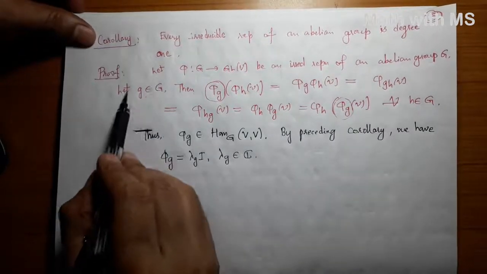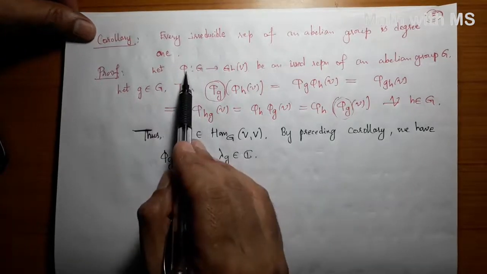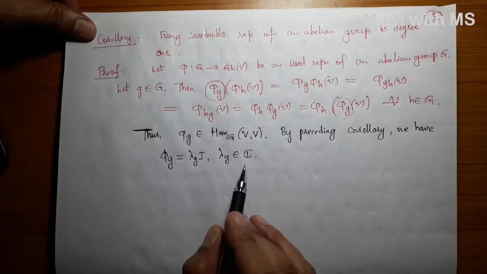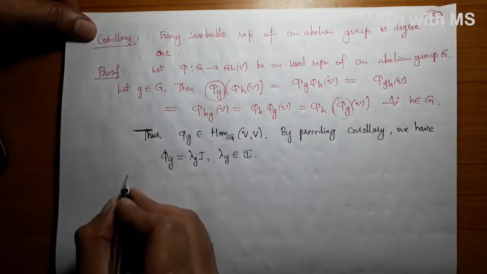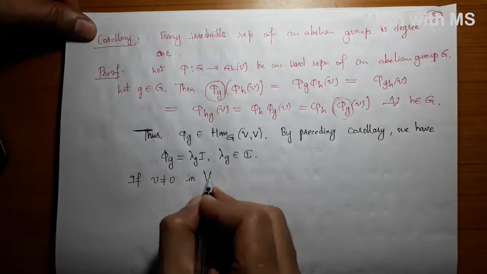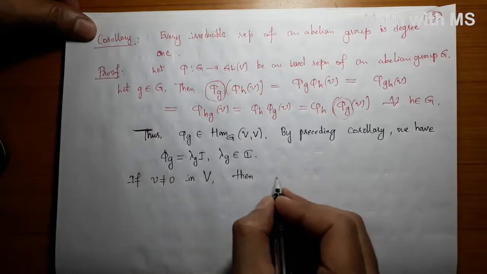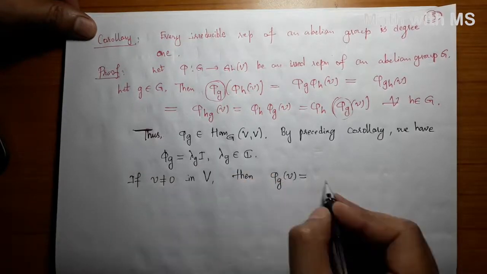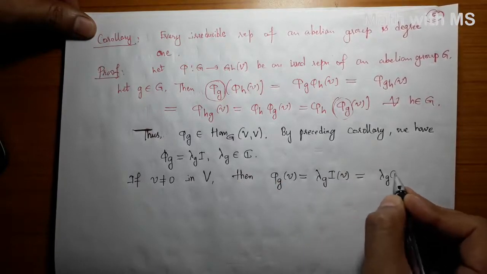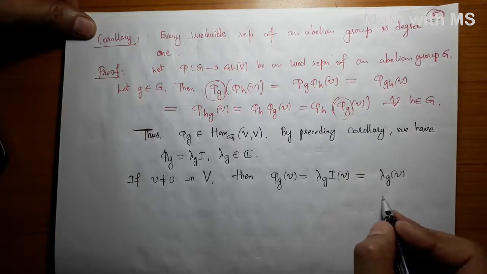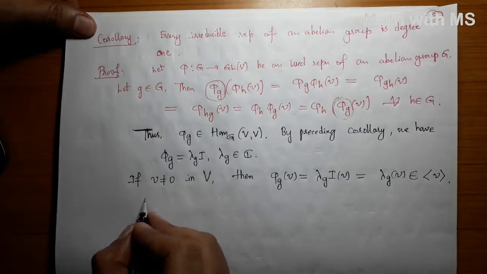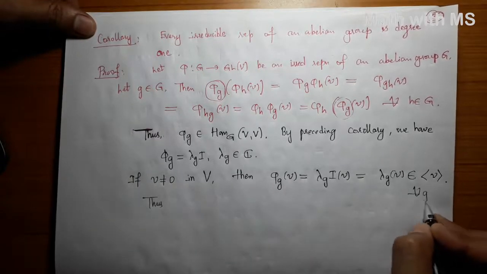Remember that g was an arbitrary element. This tells you that for each element of the group G, the corresponding operator here is a scaling of the identity operator. So if v is any non-zero vector in your vector space V, then you know that it is G equivalent, because phi g of v is just lambda g times identity acting on v, right? So it is just lambda g times v, which of course lies in the subspace spanned by v. And this should happen for every group element.